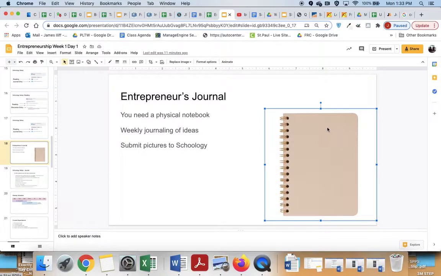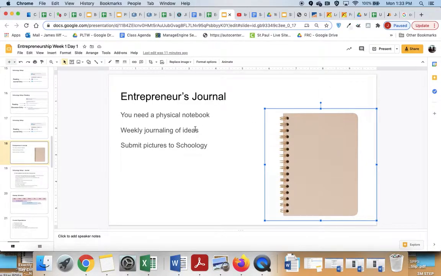Now, I want this to literally be a notebook. So a physical notebook. This isn't going to be on your phone, your computer, or your iPad. I want you to get a physical notebook. Number two, I prefer it to be spiral bound so you can flip the page all the way over, and it's just much easier to write on. So that's what you need. You need a journal for this class.